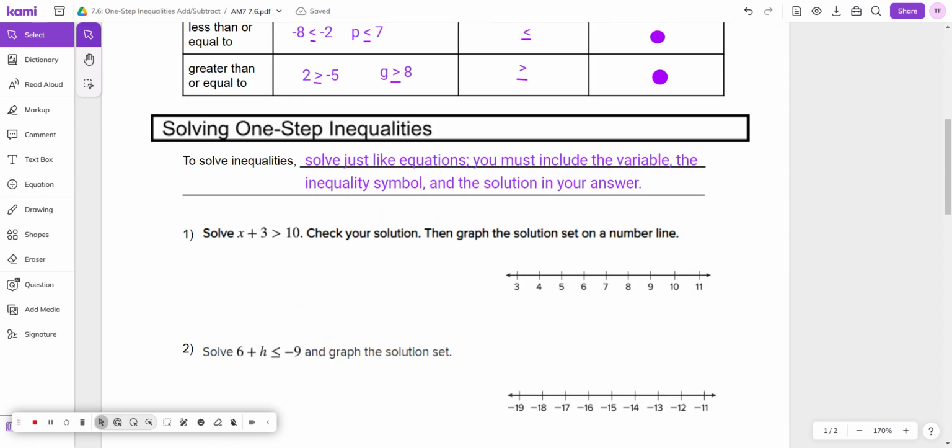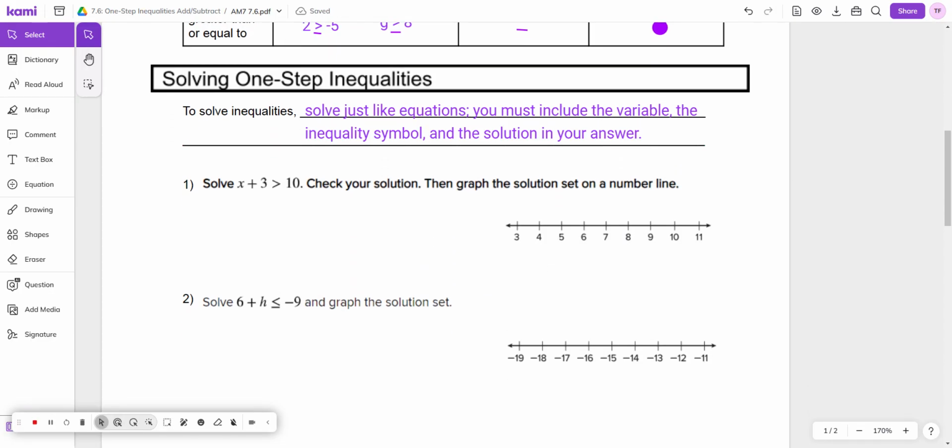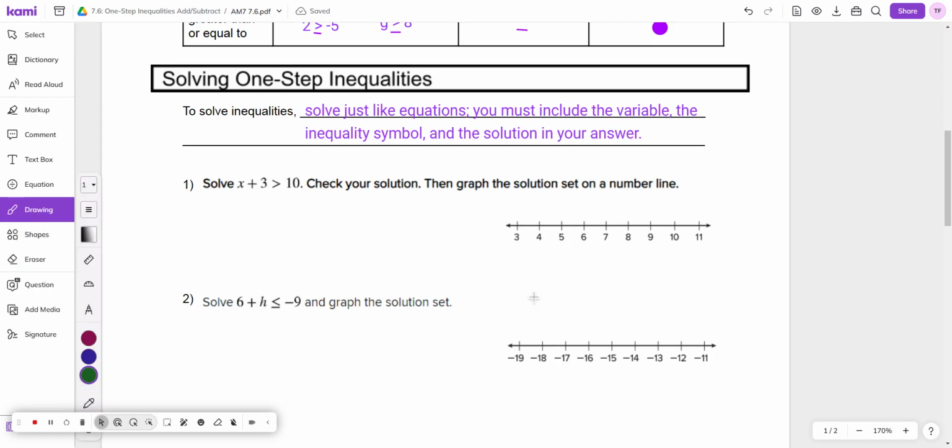So to solve one-step inequalities, we need to solve them just like equations. The big difference is that you must include the variable, the inequality symbol, and the solution in your answer. It's vital that you do that. All right, so I know we did example number one and example number two, but I'm going to go ahead and redo those anyways. So we're going to solve x plus 3 is greater than 10.